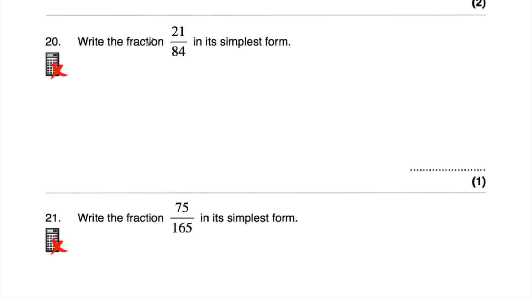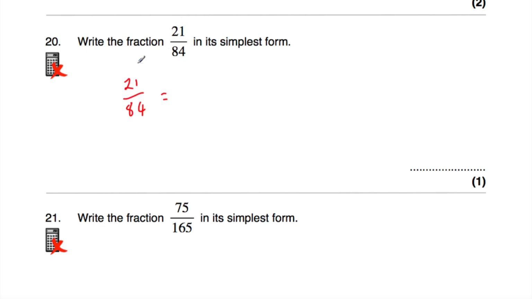Okay, let's look at our next question, question number 20. Question number 20 says, write the fraction 21 84ths in its simplest form, so we need to cancel it down. Now 21 and 84, you may notice that both of those numbers are divisible by 21, because you've got 21 and then 42, 63, 84. So that's one way you can do it. Or another way is to spot they're both in the 7 times tables, and if you know your 7 times tables, you'll spot that 3 times 7 is 21 and 12 times 7 is 84.